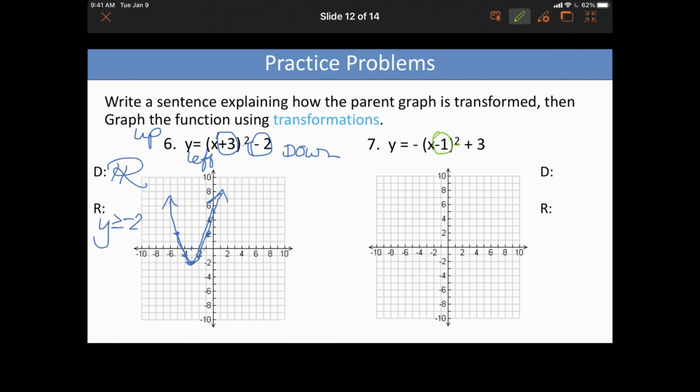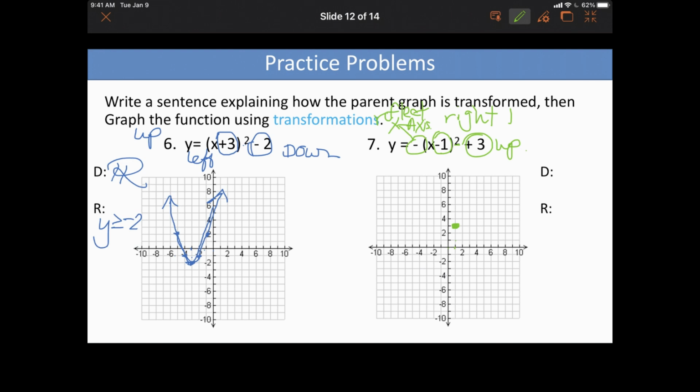So again, it's a quadratic, so it's going to be a U shape. -1, so it's going to be opposite. So this is to the right, 1. This is going to be up, 3. And here it's going to reflect over the x. Okay, so I'm going to start at 0, 0. So I'm going 1 to the right and up 3. 1, 2, 3. Big point for my vertex.